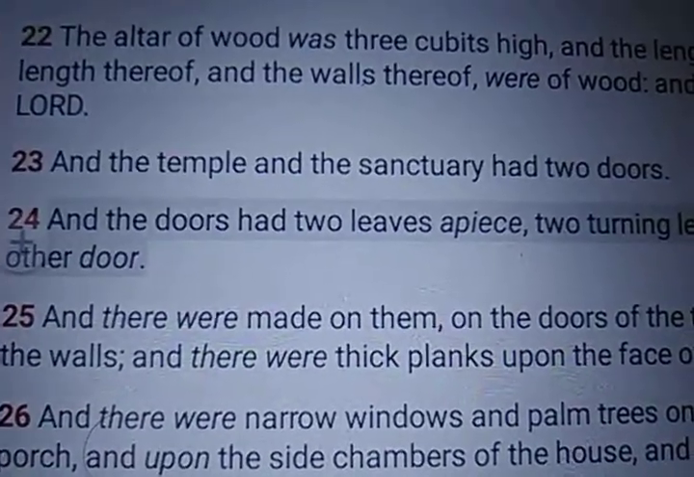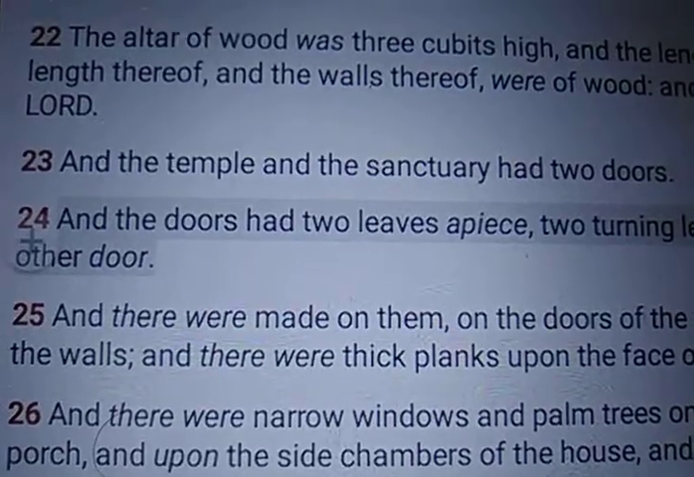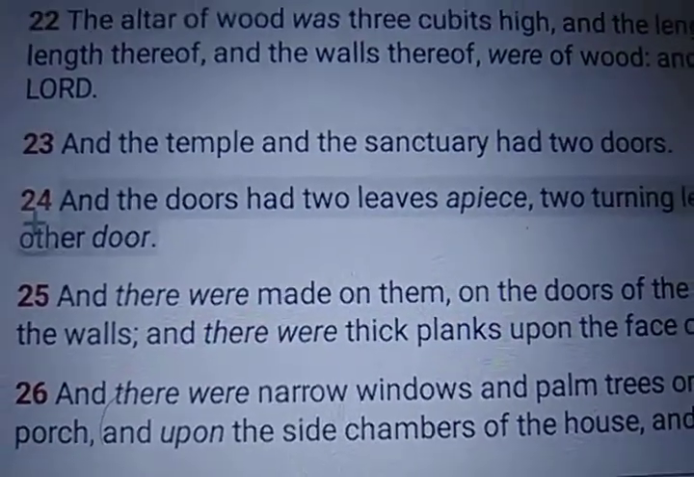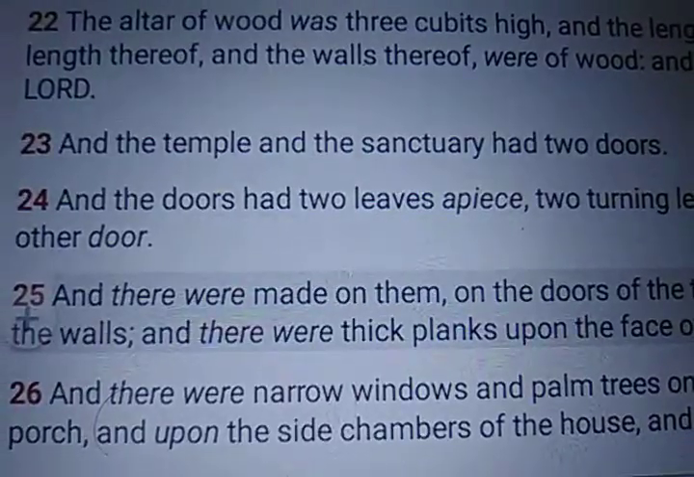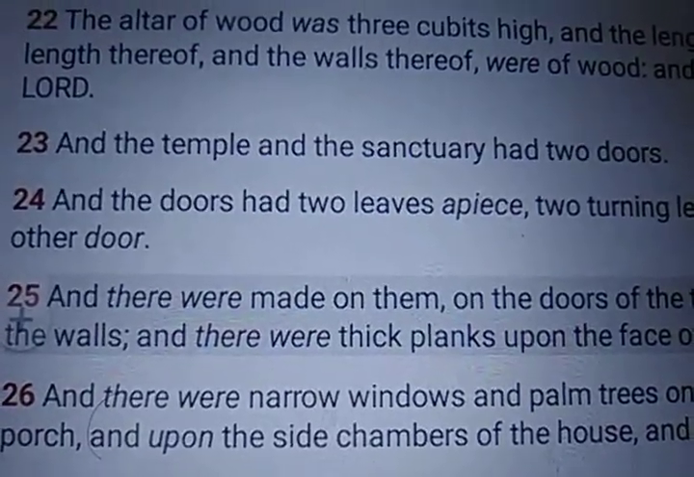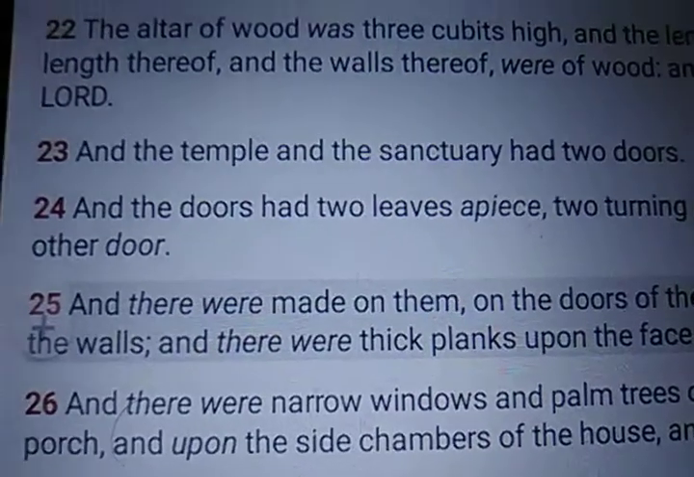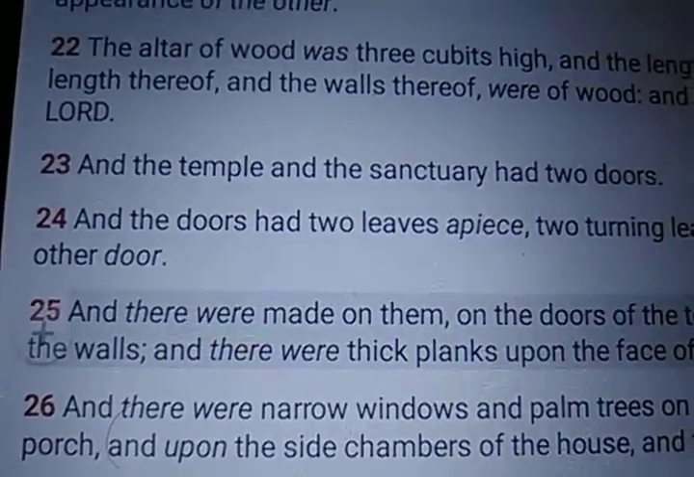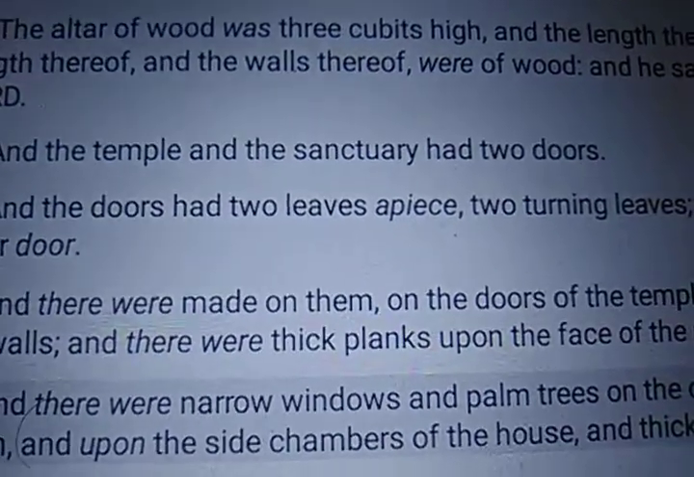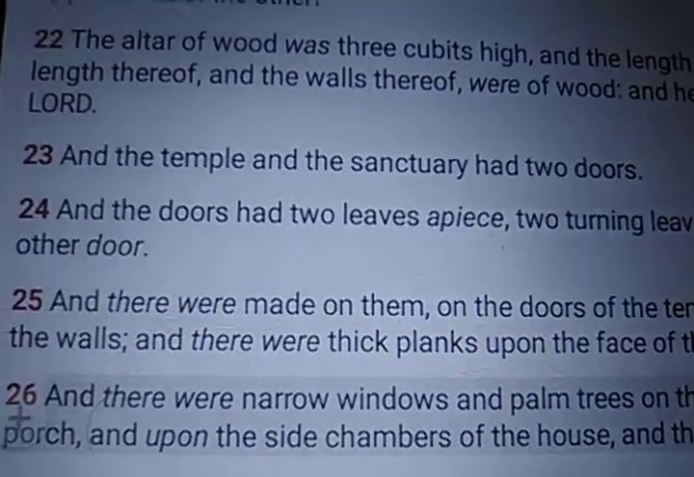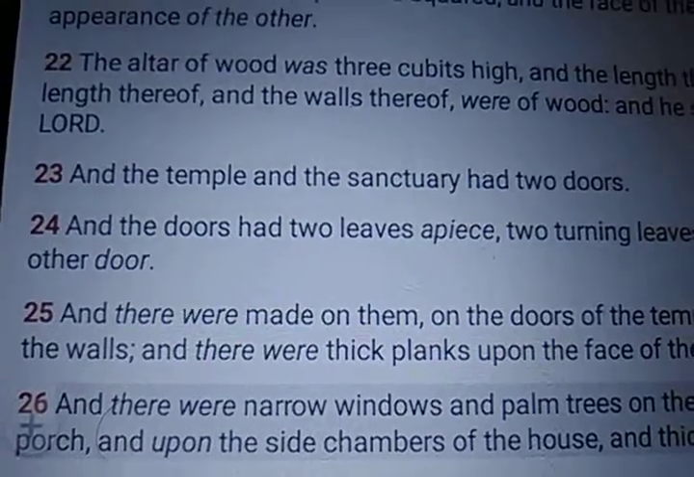And the doors had 2 leaves apiece, 2 turning leaves, 2 leaves for the one door, and 2 leaves for the other door. And there were made on them, on the doors of the temple, cherubims and palm trees, like as were made upon the walls, and there were thick planks upon the face of the porch without. And there were narrow windows and palm trees on the one side and on the other side, on the sides of the porch, and upon the side chambers of the house, and thick planks.